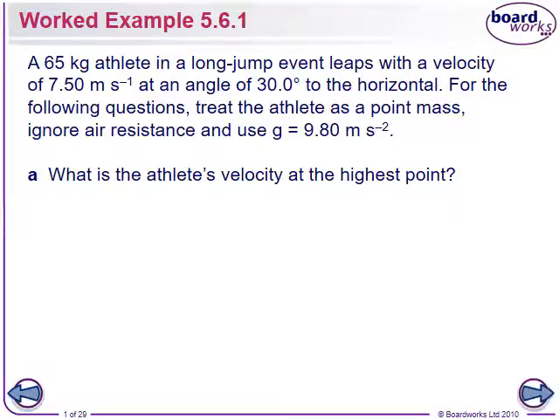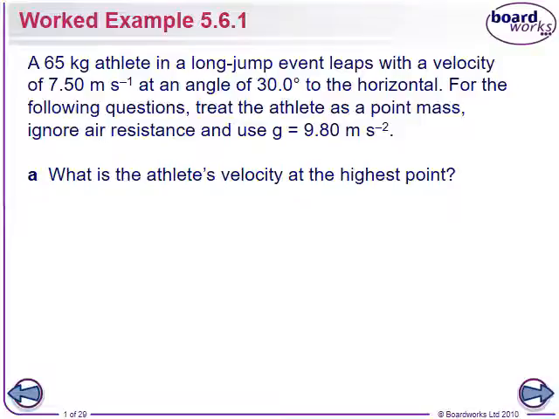So, a 65 kilogram athlete in a long jump event leaps with a velocity of 7.5 meters per second at an angle of 30 degrees to the horizontal. For the following questions, treat the athlete as a point mass. So its center of gravity is really what we're concerned about. Ignore air resistance and use gravity as 9.8 meters per second squared. What is the athlete's velocity at the highest point?